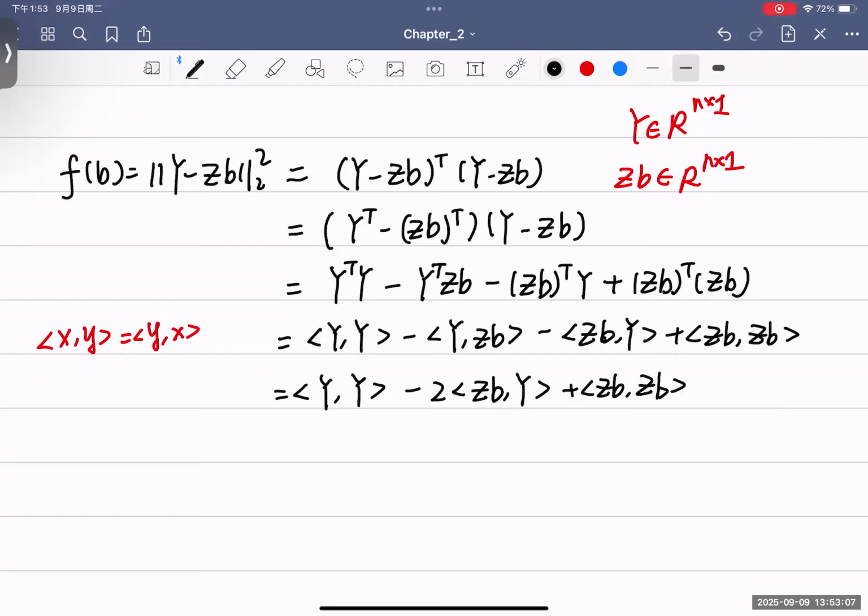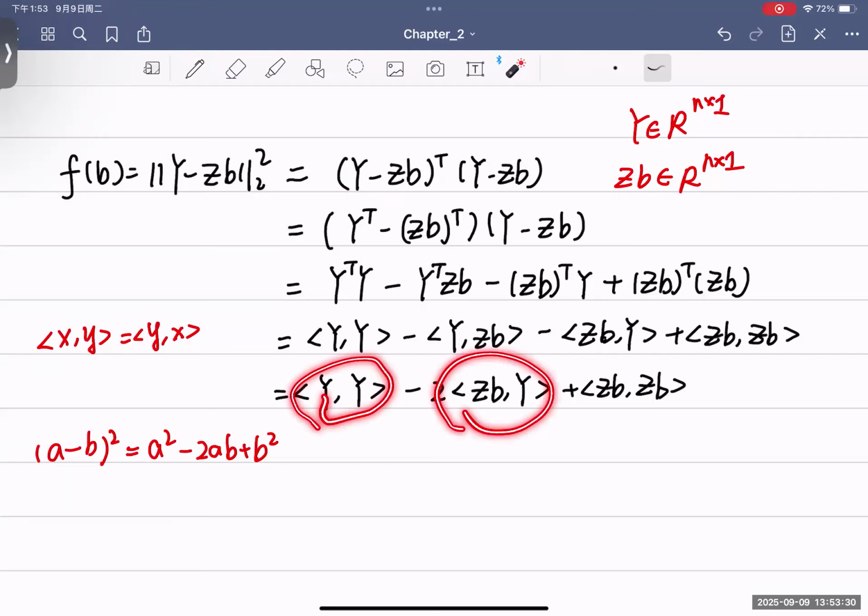Okay, this is our final outcome. It's very much like when we handle (a+b)². It's just like the way we calculate (a-b)². So it's a² - 2ab + b². This is our a, this is our b. So a² - 2ab + b².